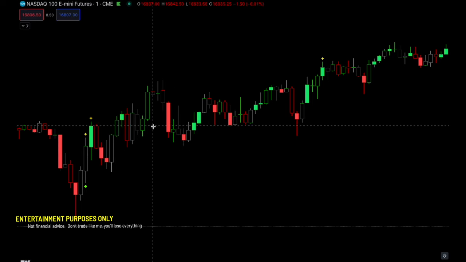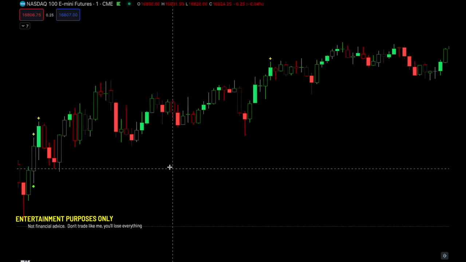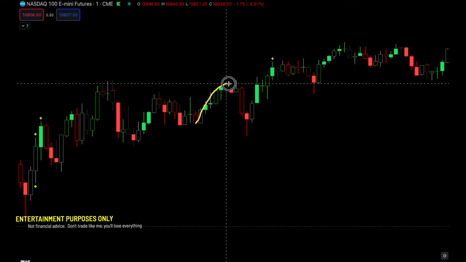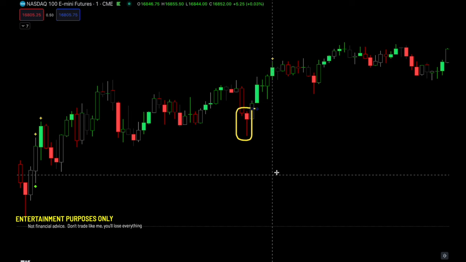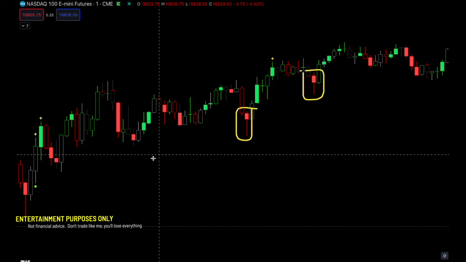And occasionally, price will give you a freebie. When I say a freebie, I mean this wave, we come down here, and you have this beautiful buy signal candle here. You have a beautiful buy signal candle here.